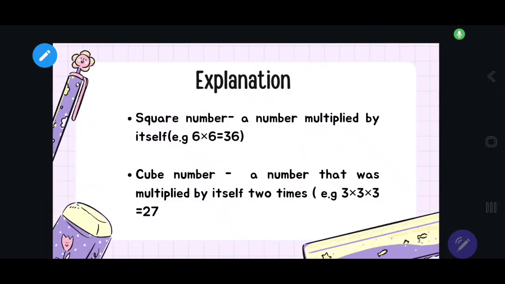Before answering questions, I want to explain what a square number and a cube number is. A square number is a number that was multiplied by itself. For my example, it's 6 times 6, which equals 36. So 36 would be our square number. Now a cube number is a number that was multiplied by itself 2 times. So it would be 3 times 3 times 3, which would be 27. So our cube number would be 27. Let's get straight on to our questions.